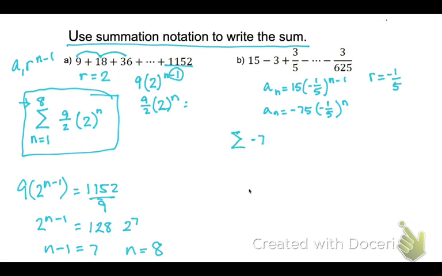So negative 75. How do you get 75? Okay, this negative 1, it's negative 1/5 to the n times negative 1/5 to the negative 1. Oh, so it made it 5 and then 15. Yeah. Okay.